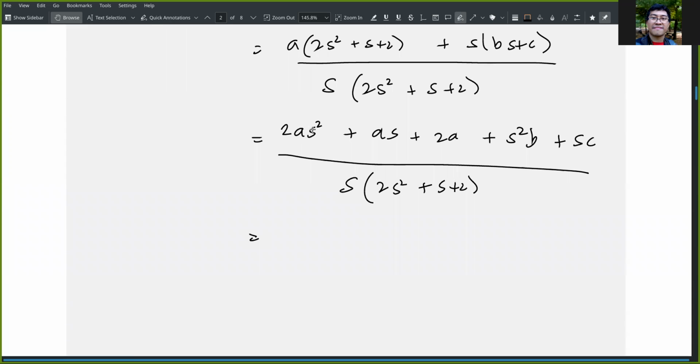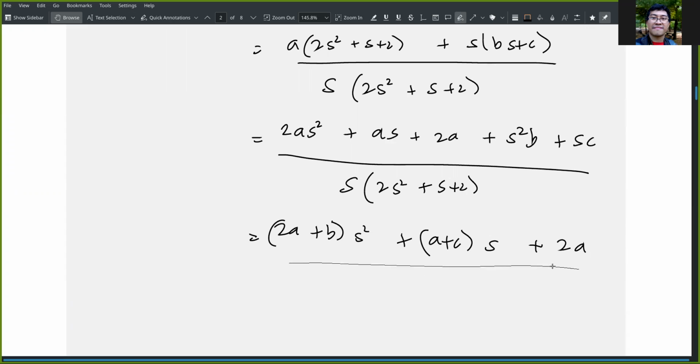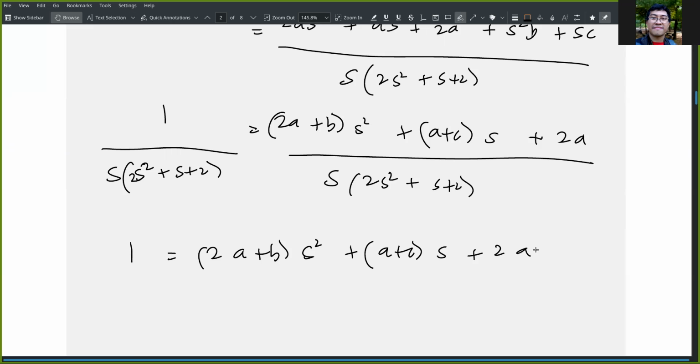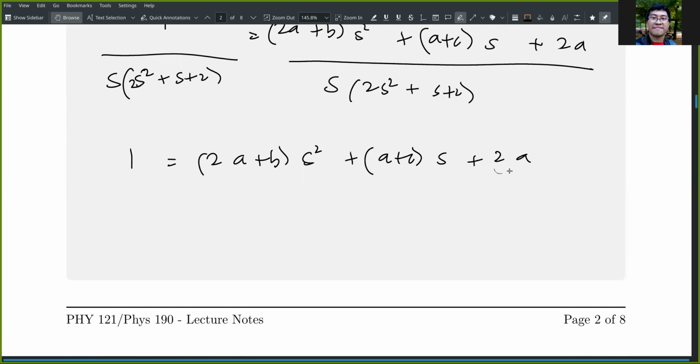Or you can combine 2A and B. It's (2A + B)s squared plus (A + C)s plus 2A, all over s(2s squared plus s plus 2). And remember, this should be equal to 1 over s(2s squared plus s plus 2). Which means that this numerator should be equal to the numerator here, or 1 equals (2A + B)s squared plus (A + C)s plus 2A. Since 1, s, and s squared are linearly independent, this should be equal to 1, this is 0, and this is 0. It's like having 1 times 0s squared plus 0s plus 1.